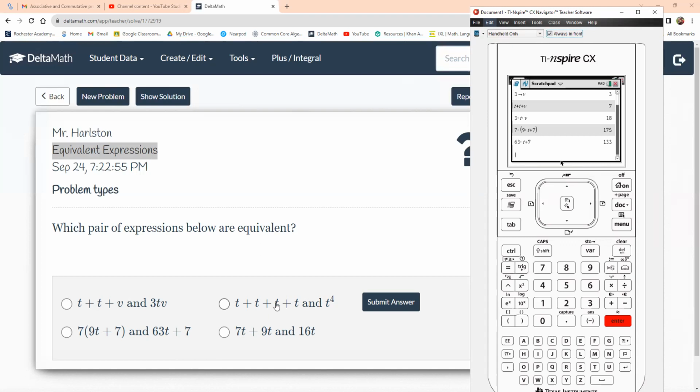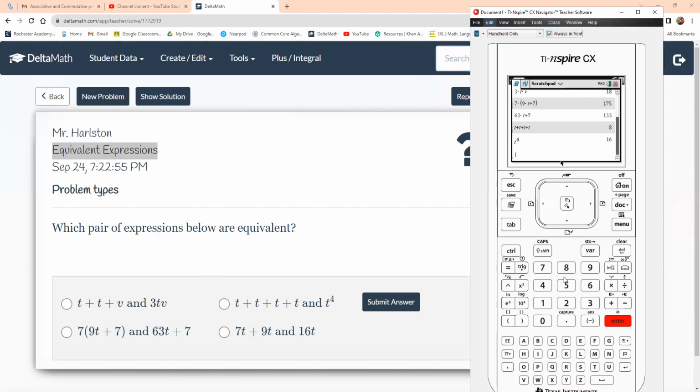So let's go up here and look at this one. If I do T plus T plus T plus T, and then I press enter, I get 8. And then if I go T to the 4th power, this is the exponent key, T to the 4th power, I get 16. Those don't match either. So that doesn't work. So now it's got to be this last one, but let's check it anyway.